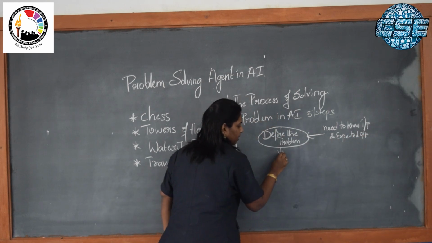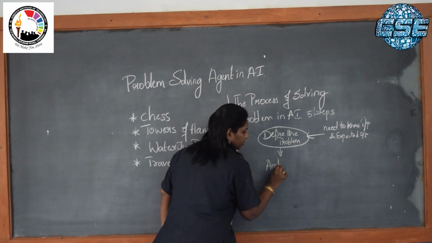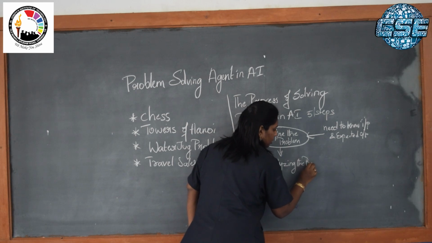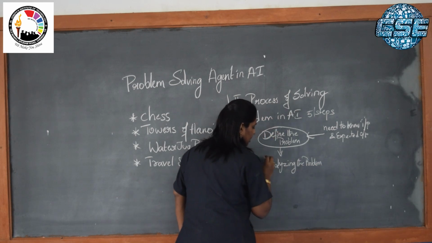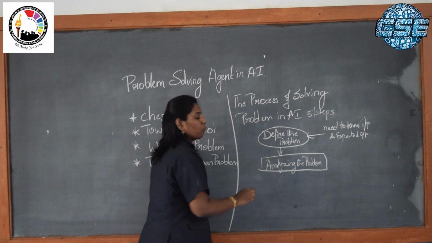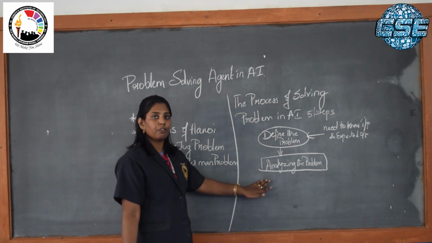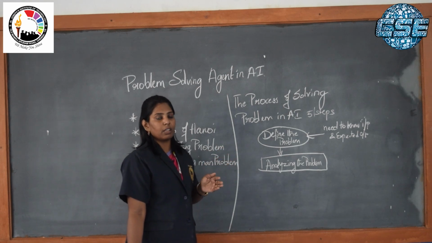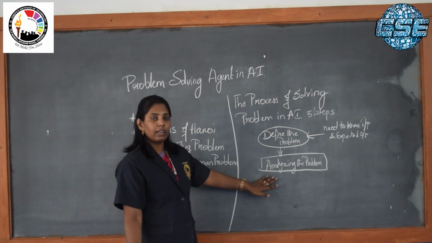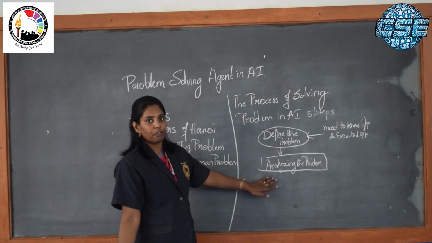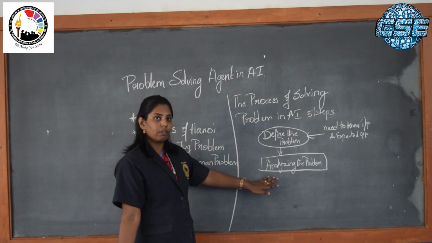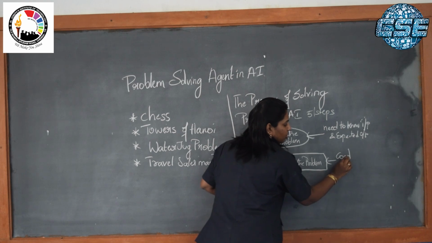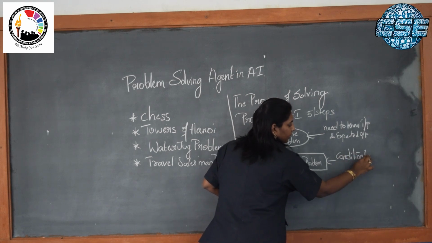Next one is analyzing the problem. In analyzing the problem we need to know what conditions we are using on the question to solve the problem. What conditions are we applying on the input to solve the problem? We have to analyze the problem and we have different kinds of rules to be applied on the problem. So we need to know the condition to apply, right.